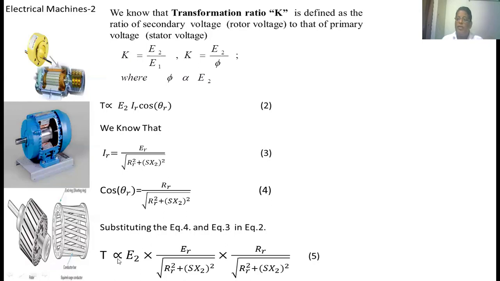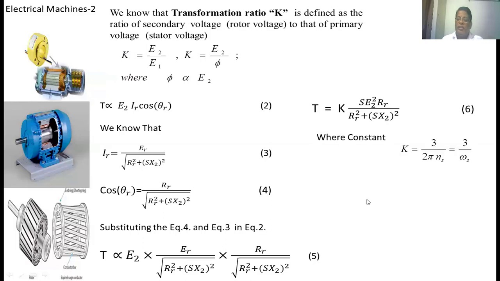To remove this proportionality, you have to introduce a constant, that is K. Now the torque developed in the induction motor is equal to K into S into E2 square RR divided by RR square plus S into X2 whole square. This is a very simplified torque equation in the induction motor where we neglected all the stator components. Here K is the motor constant, defined as 3 by 2 pi ns, where 2 pi ns is the angular synchronous speed.